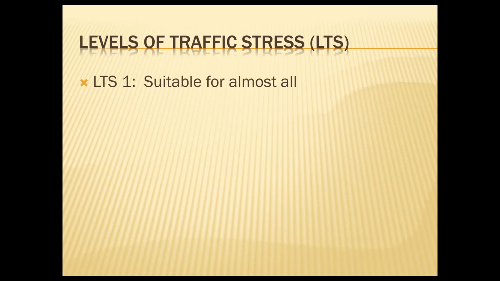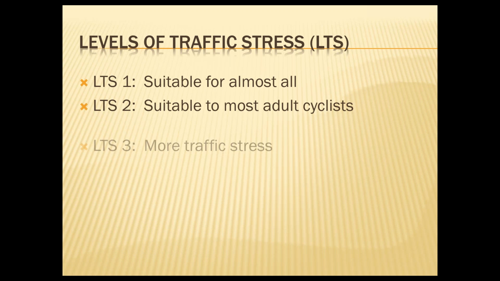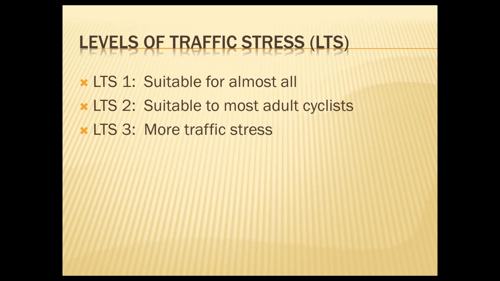And it's 4 criteria. Level of traffic stress 1 would be a facility that's suitable for almost everyone. Level of traffic stress 2 is suitable for most adult bicyclists. Level of traffic stress 3, we're amping up the stress. It's going to be a less comfortable facility. And then level of traffic stress 4 is going to be only suitable for that strong and fearless rider.